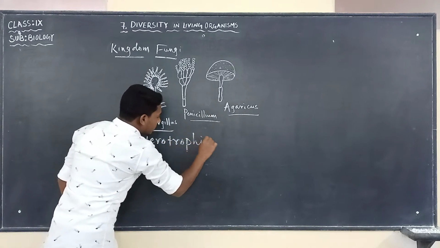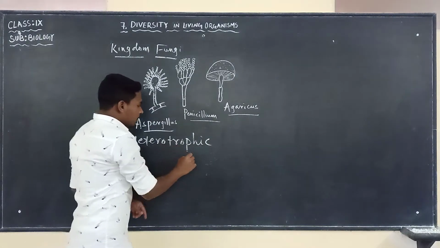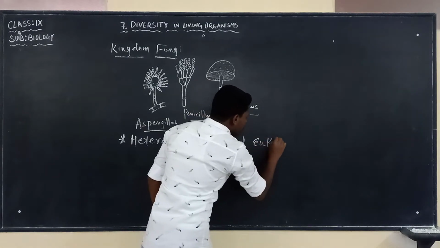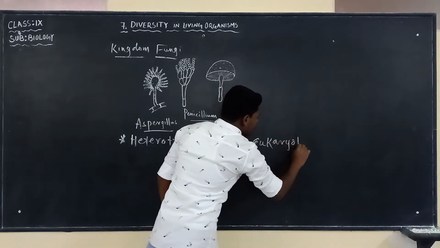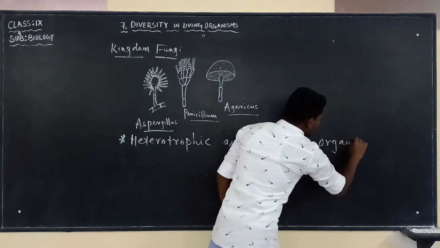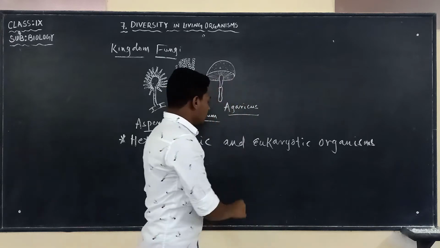They depend upon others for food because they cannot synthesize it. Heterotrophic and eukaryotic organisms. Fungi are heterotrophic eukaryotic organisms.